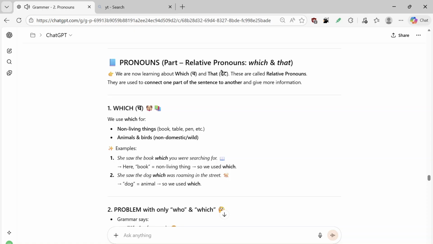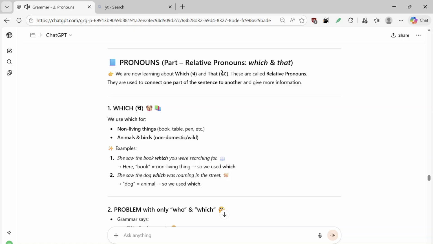Pronouns, part two: relative pronouns, which and that. We are now learning about which and that. These are called relative pronouns. They are used to connect one part of the sentence to another and give more information. 1. Which. We use which for non-living things like book, table, pen, and for animals and birds, non-domestic, wild.